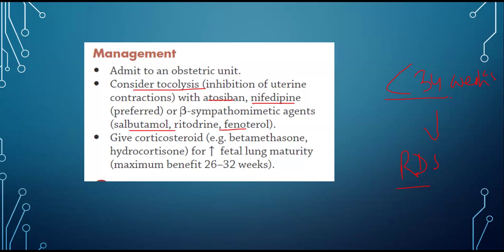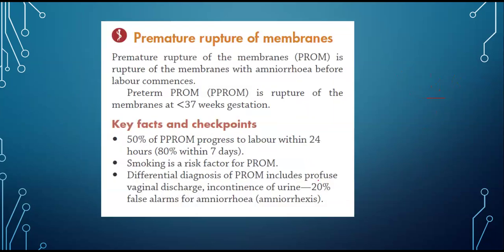But if the labor is inevitable, then definitely you need to go for a steroid if the baby is less than 34 weeks. Okay, so for preterm labor, the only medication that you might need to give is tocolytic agent, no antibiotic. That's where a lot of candidates get it wrong.